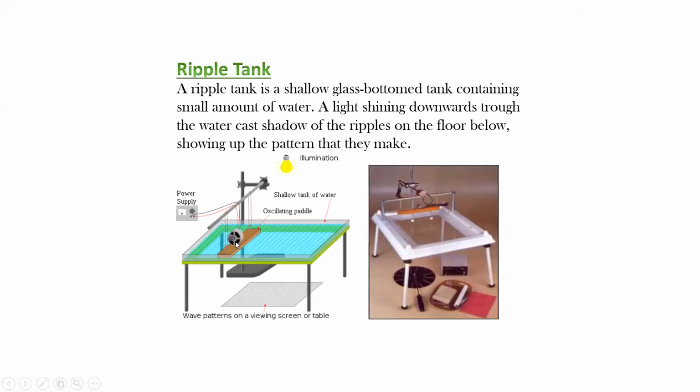How it works: there's an oscillator, a vibrator or oscillator, and a tank which is filled with water. When the oscillator disturbs the water surface, it will produce waves. As these water waves travel, at the top we have a light source, and this light source will produce light which will pass through the water and create an image at the base.